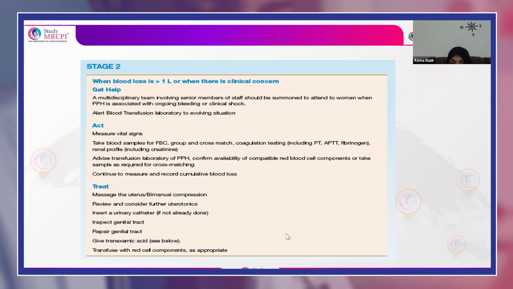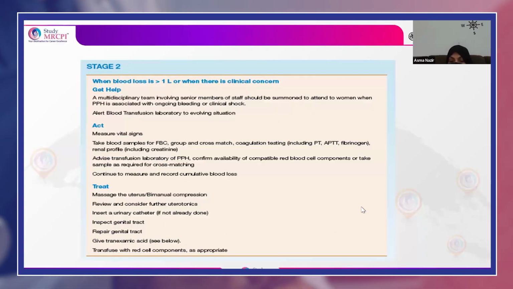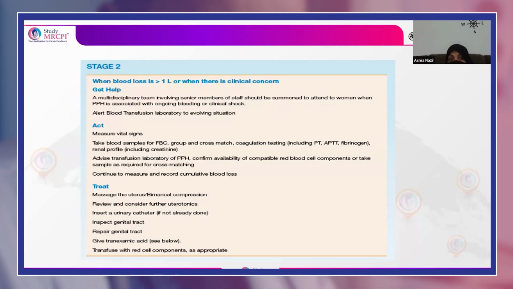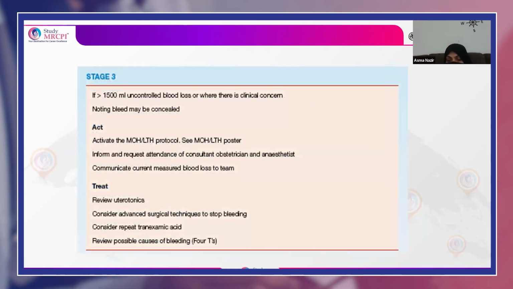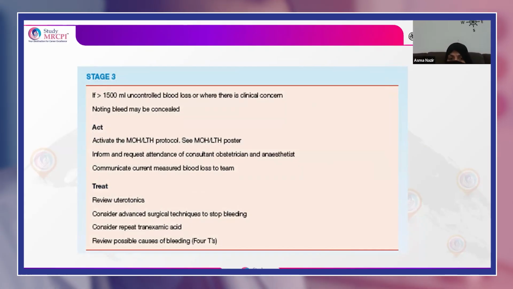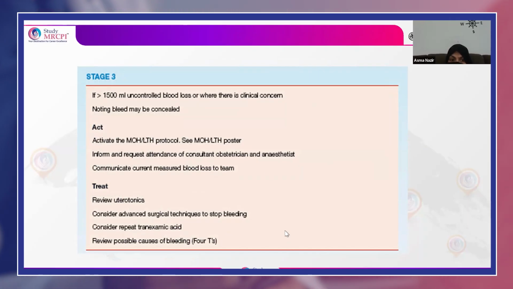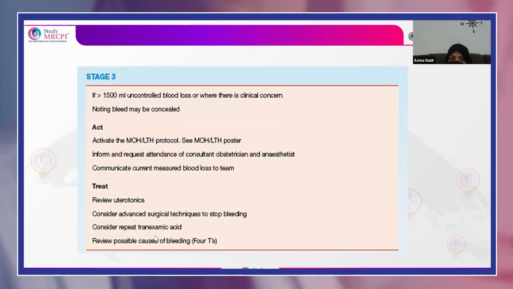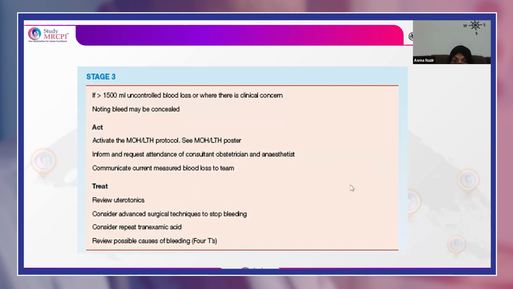We have to try tranexamic acid, and we also have to start transfusing the red cell components as appropriate. And if the blood loss is more than 1500 ml, as we mentioned before, we have to go for the coded obstetric massive hemorrhage protocol, and we have to review the treatment, uterotonics. If we need to go for advanced surgical techniques to stop the bleeding, we have to go ahead, consider repeat tranexamic acid, and we have to rule out the causes.